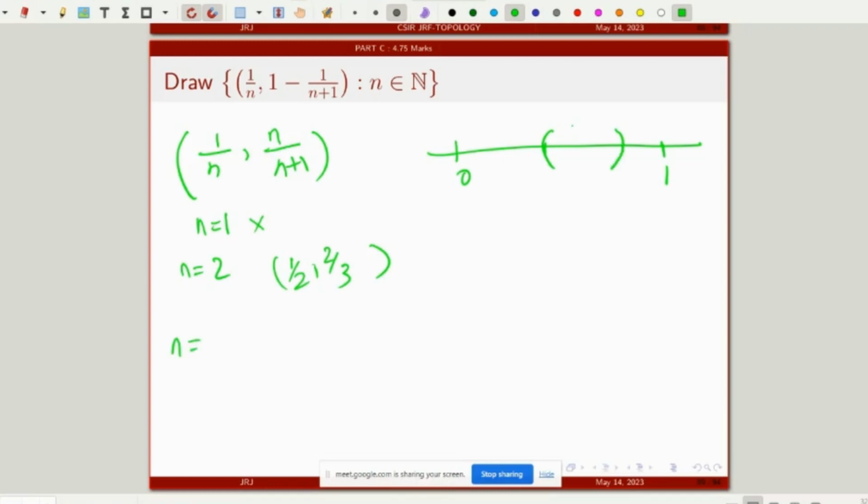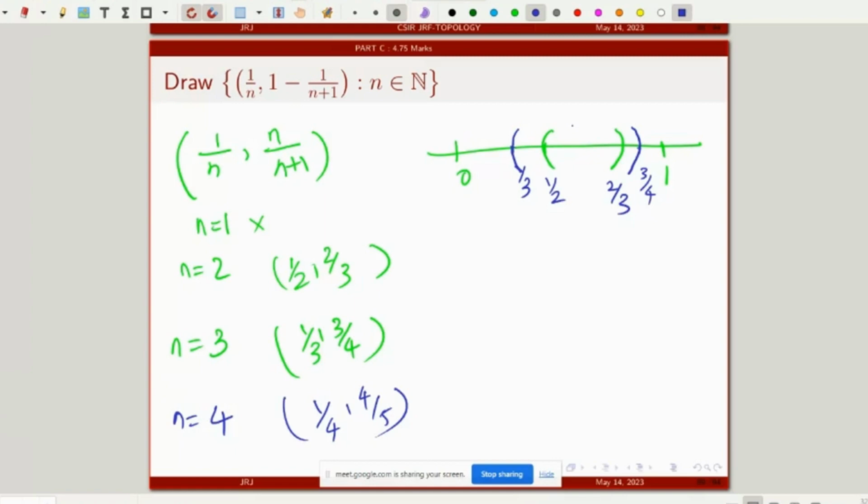Now what about n equals 3? It is (1/3, 3/4). This is 1/2, this is 2/3, now I want 1/3 and 3/4, so the next open set comes like this. For n equals 4, it will be (1/4, 4/5), so 1/4 comes here and 4/5 comes here. It keeps increasing, monotonically increasing. So will it produce a finite subcover? No.